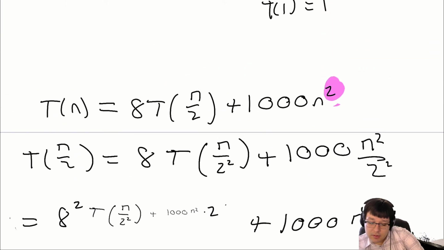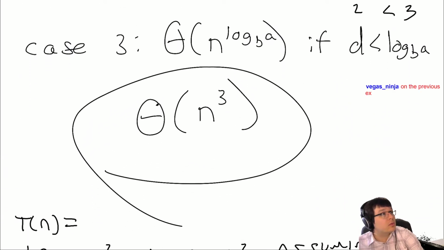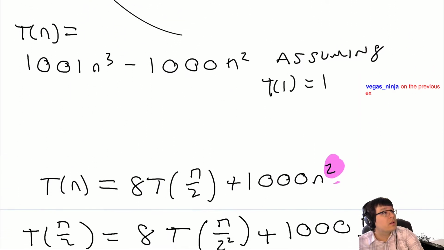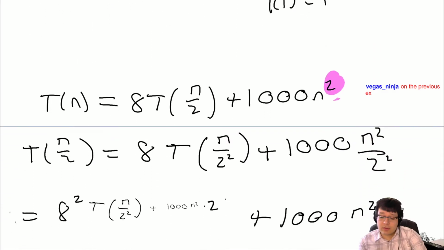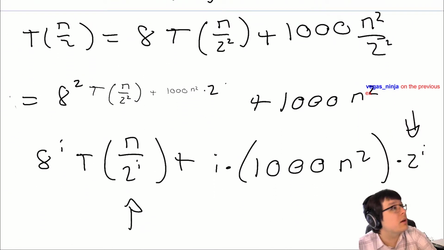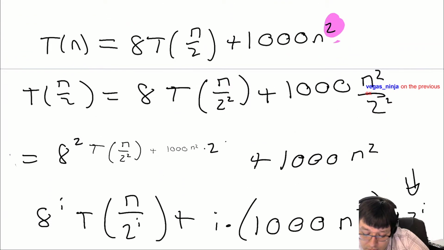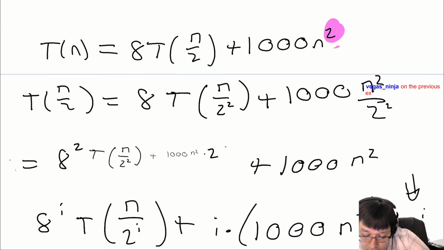What do you mean? The final solution, this was n cubed already. 8 times 1000 is 4000. Oh, did I screw that up on the fourth? So well, it was 8 squared.